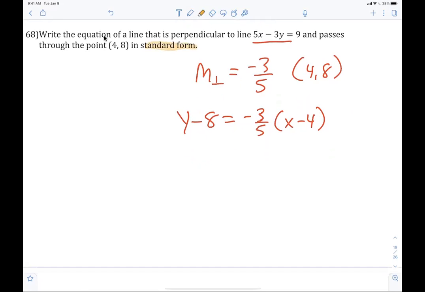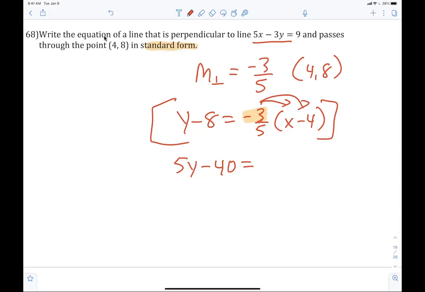Do you agree? Oh yeah, okay. So then multiply by 5. So 5y minus 40 equals 3x minus 4. But we're distributing a negative. I think you forgot the negative, right? You're distributing a -3. So what would it be if I distributed -3? Negative 3x. That's right.